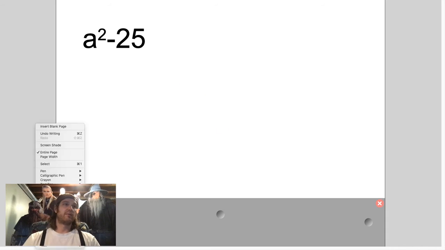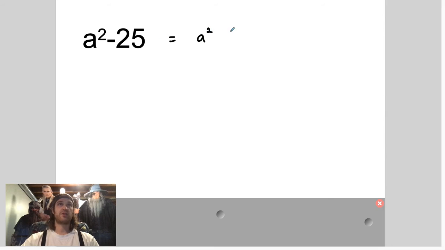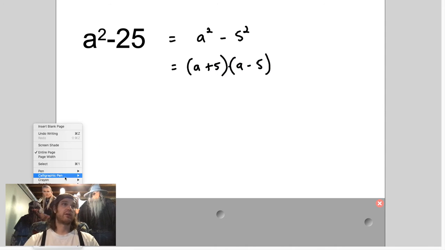So here's how you do it. Pretty simple. Is the first term something squared? Yeah, it's a squared. Is the second term something squared? Yeah, it's 5 squared. Then I am done. This is a plus 5 times a minus 5. I factored it. And we can check our work, right?